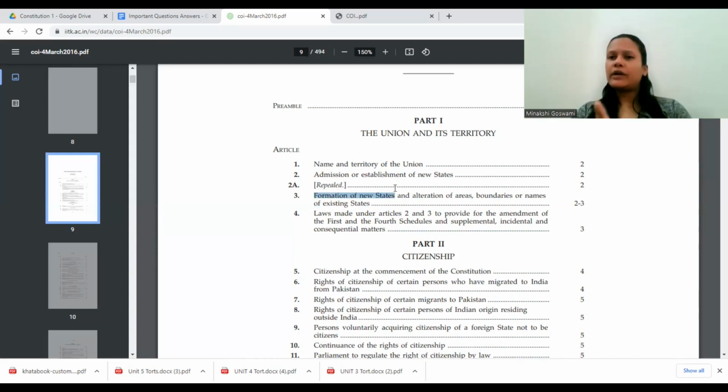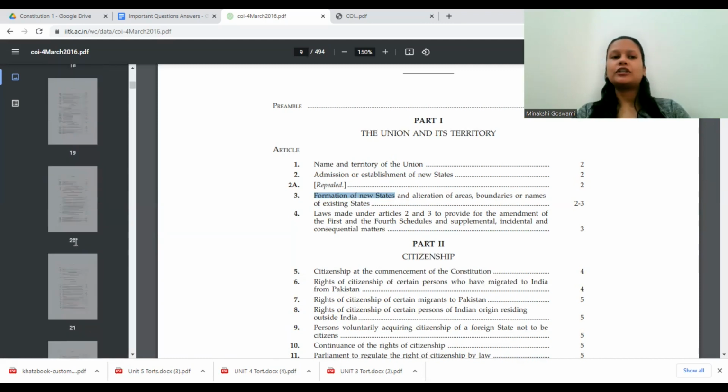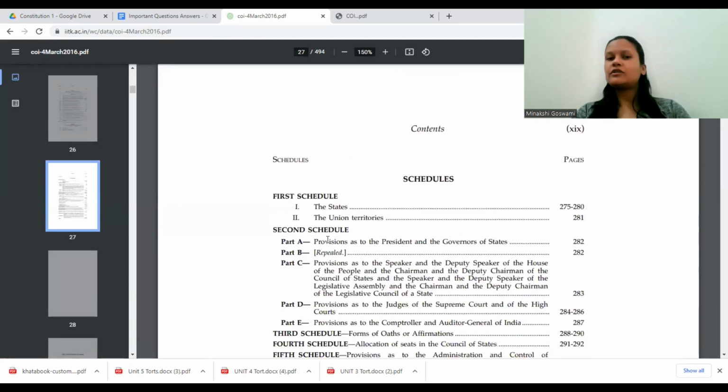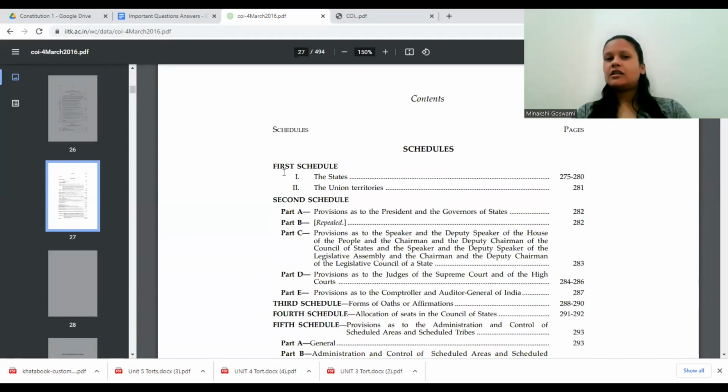But you might feel like, okay, it is talking about states. How many states do we have in India? How many union territories do we have? What are the territorial boundaries of those states and union territories? That information you will not get in these articles, but you will get it only when you refer to the schedules. So schedules are nothing but extra information. Like the First Schedule talks about the states and the union territories that we have in India.